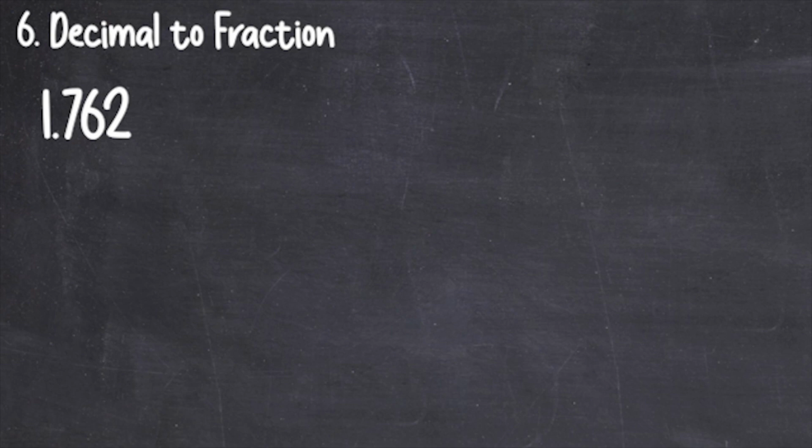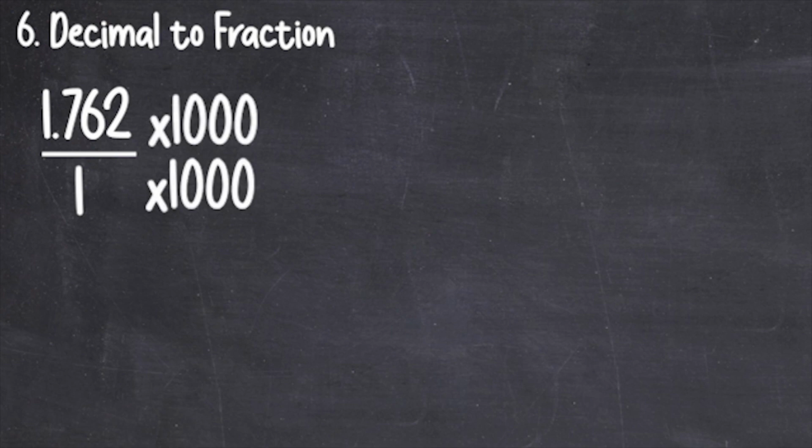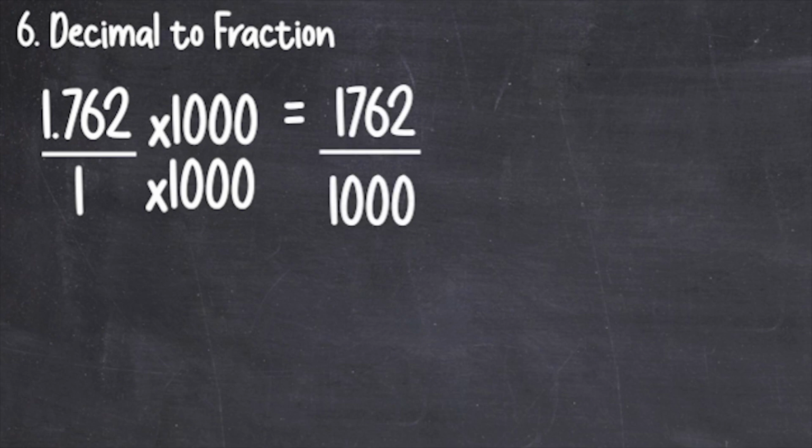First, write this as a fraction with the denominator as 1. This would be 1.762 over 1. Now, 1.762 has 3 numbers after the decimal point, so we should multiply our fraction by 1,000. The new fraction is 1,762 over 1,000.